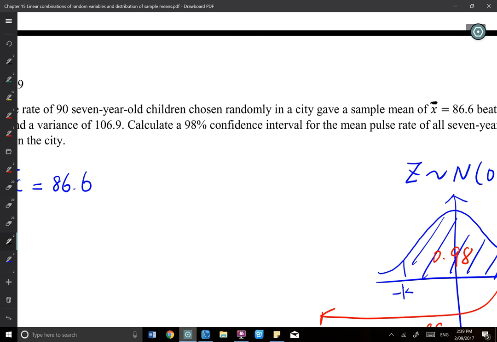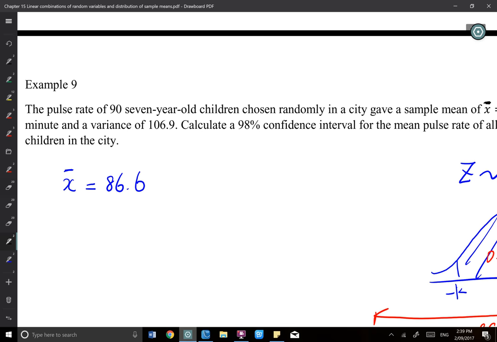No matter how good your sample is, there's always a possibility your true mu is outside. It can be very, very low. For example, here it is 2%. I'm 2% unsure whether my mu lies outside or not. That's what 98% confidence means: I'm 98% sure the true mu will be in between those two values.